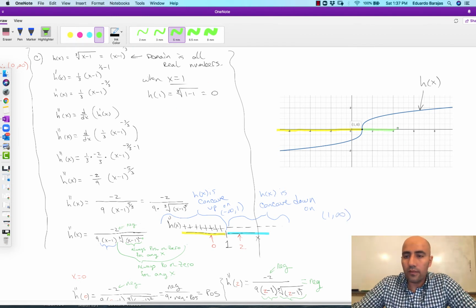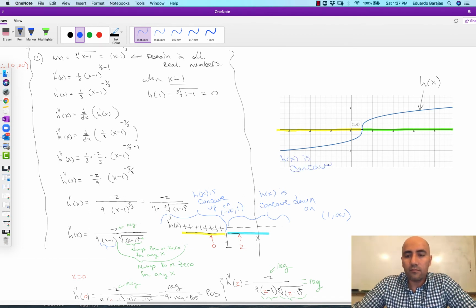Okay, so on this interval, this function is concave up. G of x is concave up. It has this sort of shape on the interval from negative infinity to 1 over here. And then over here in this part of it, h of x is concave down.